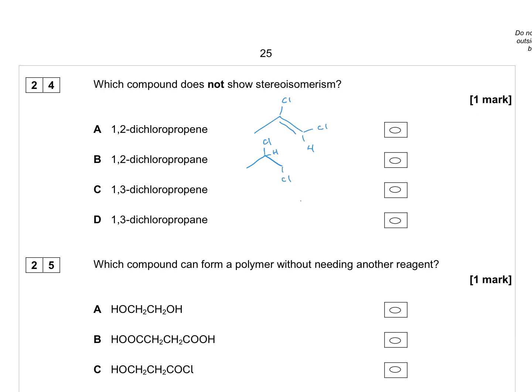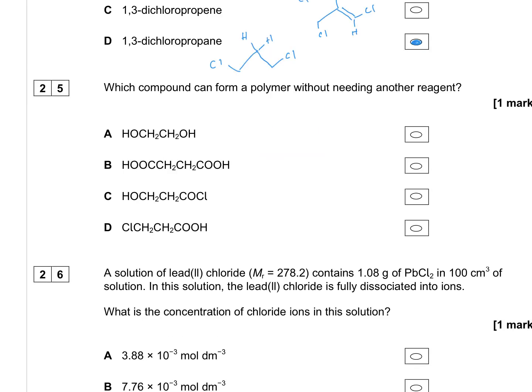And if we draw C, yep, that would be able to form EZ isomers. And then if we quickly draw D, D does not have a chiral carbon, so D is the one that can't form stereoisomers.